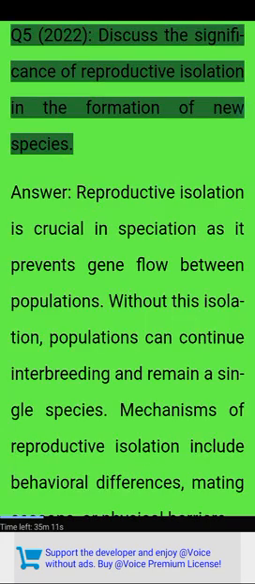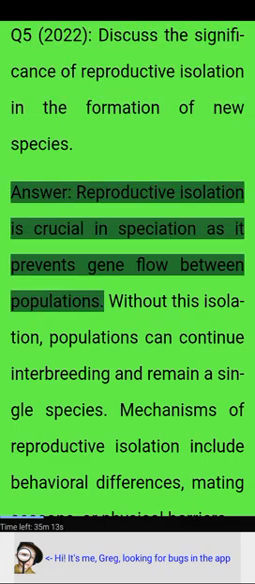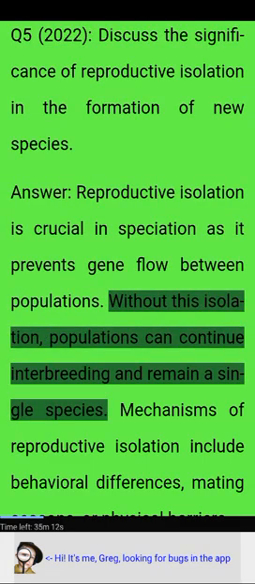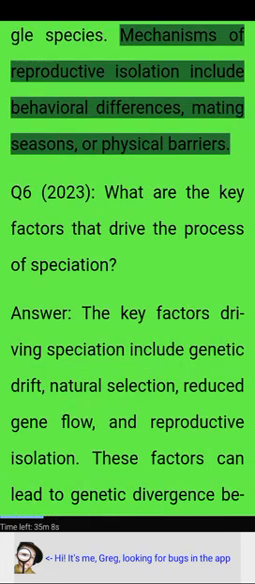Q5, 2022. Discuss the significance of reproductive isolation in the formation of new species. Answer. Reproductive isolation is crucial in speciation as it prevents gene flow between populations. Without this isolation, populations can continue interbreeding and remain a single species. Mechanisms of reproductive isolation include behavioral differences, mating seasons, or physical barriers.